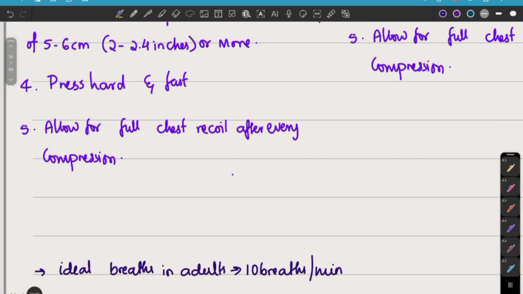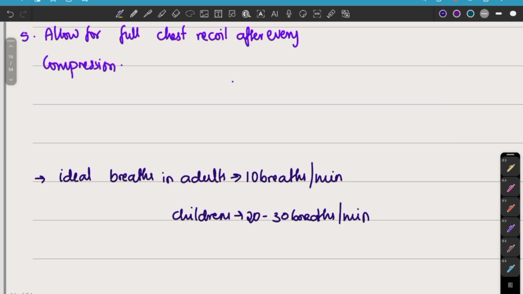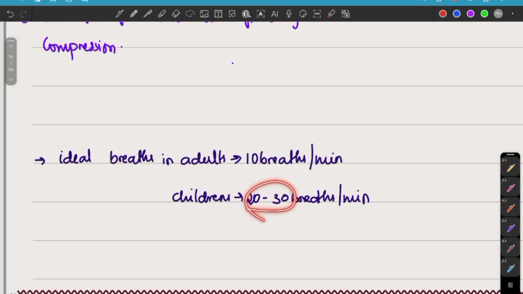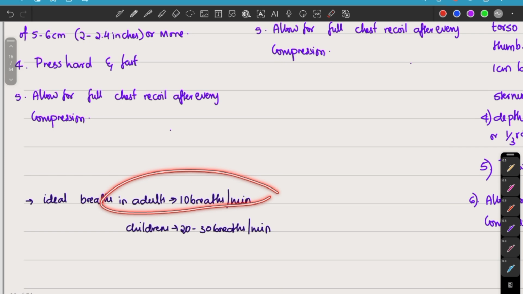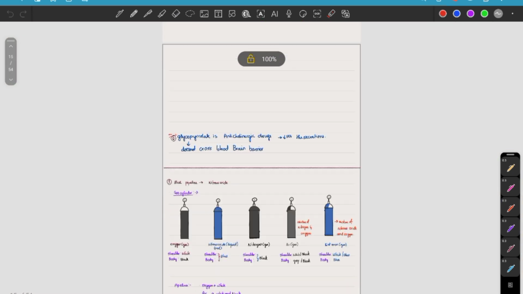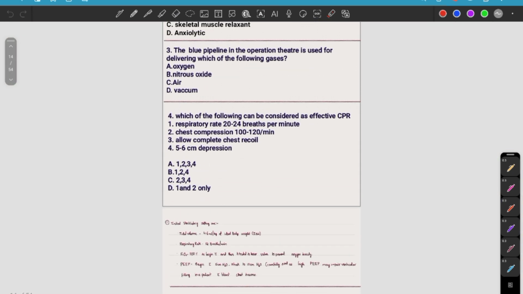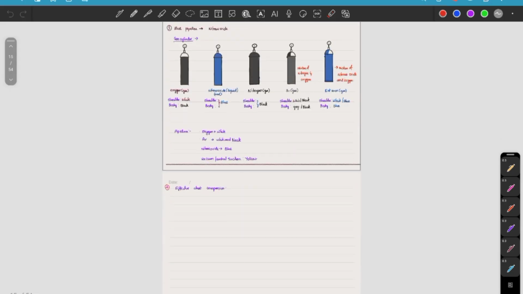The ideal respiratory rate for an adult is 10 breaths per minute. Whereas in children, it is 20 to 30 breaths per minute. But in this question, they have not mentioned whether it's a child or an adult. If they have not mentioned it specifically, that means they are talking about adults. So option one is wrong.